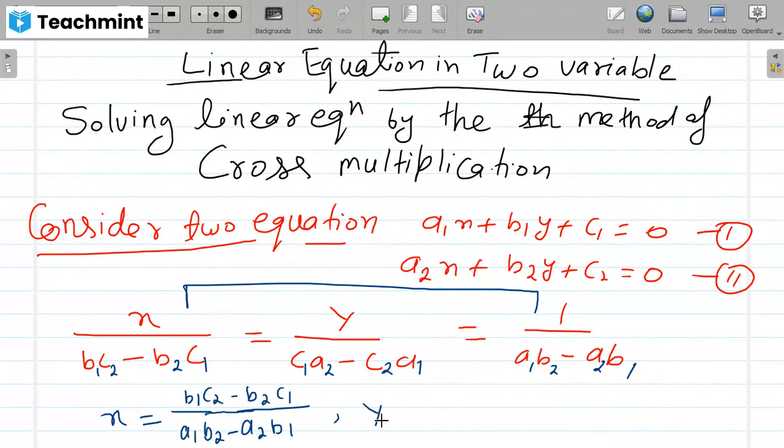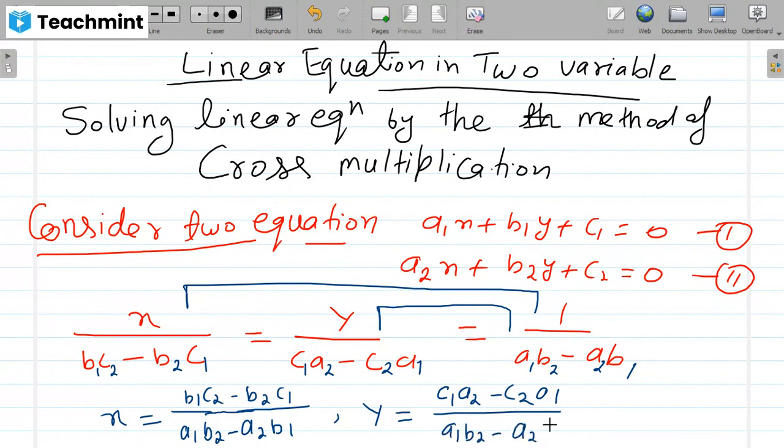And if you want to find the value of y, then taking the second and last term and transferring, we get c1a2 minus c2a1 by a1b2 minus a2b1. Okay, in this way we can find the value of x and y.